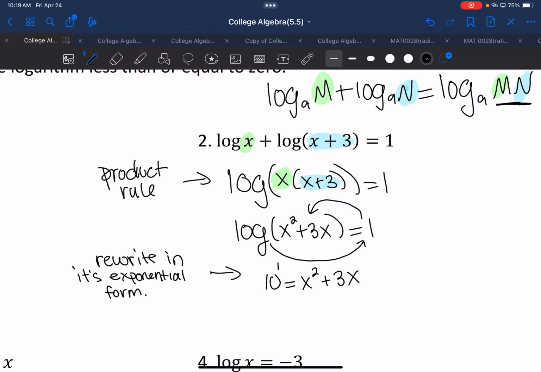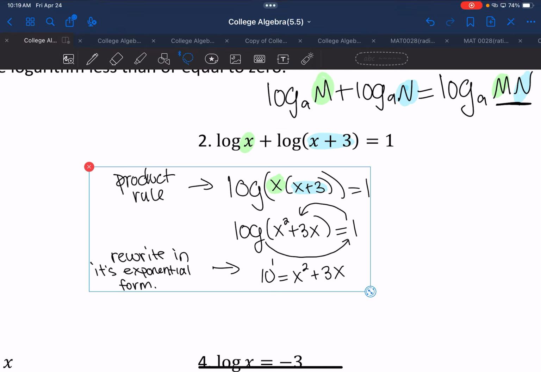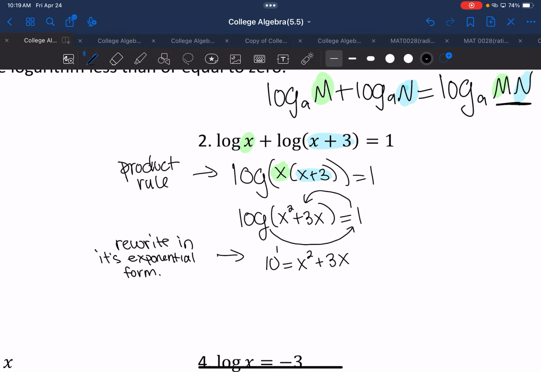And what kind of equation is this? What kind of equation is this? Binomial? Or quadratic? Quadratic. This is a quadratic equation because the highest exponent is 2.